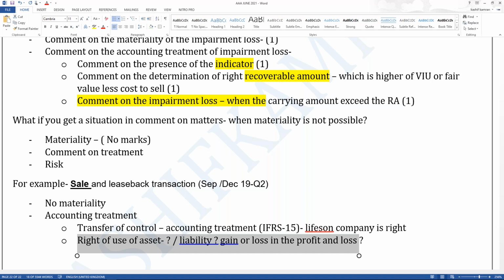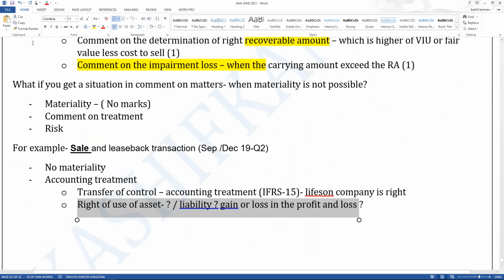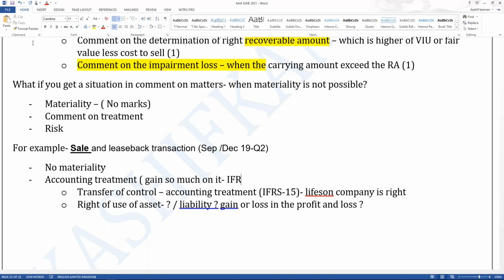So in this question there was no materiality, right? But in this question you can gain so much on the accounting treatment, by writing the IFRS 15 for transfer of control, and then writing the IFRS 16 for right of use of asset, liability, and the gain or loss in the profit and loss account.